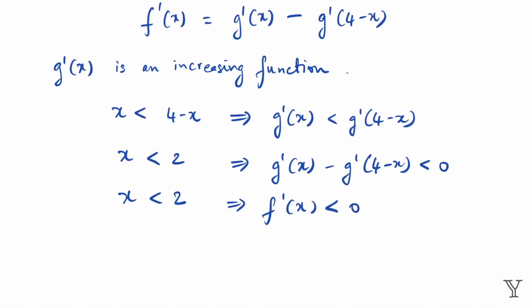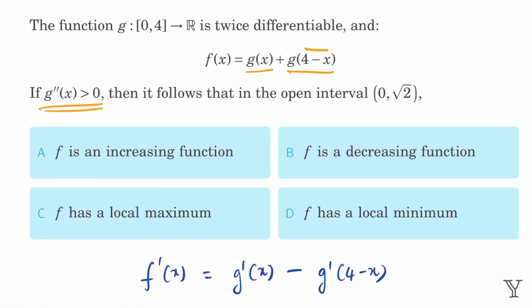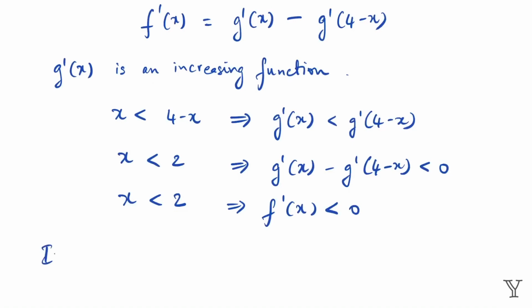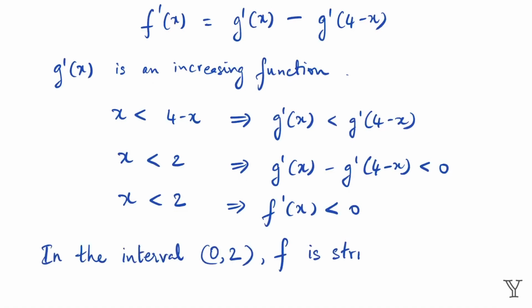We can now go back to the question and observe that the domain of the function g is the closed interval 0, 4. Therefore, that is also the domain of the function f. Well, we can now finally make the following statement. In the open interval 0, 2, f is strictly decreasing.